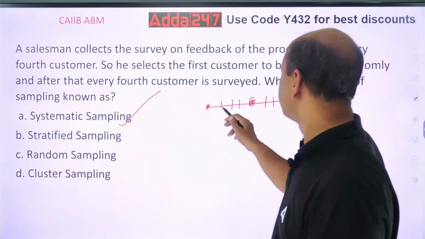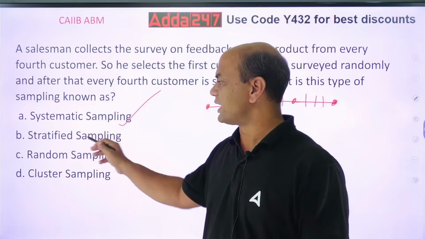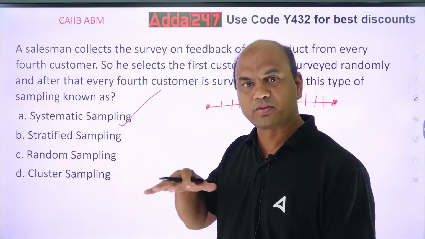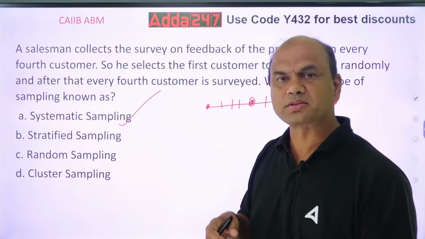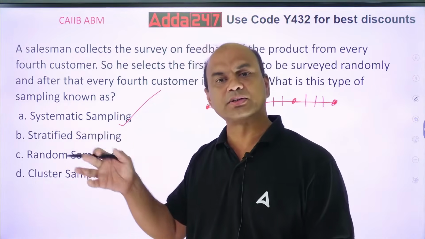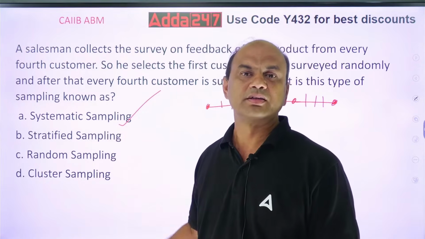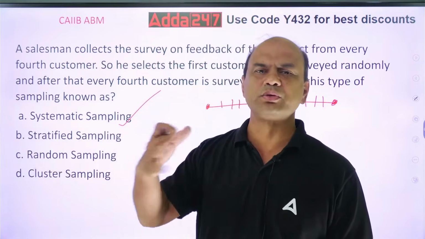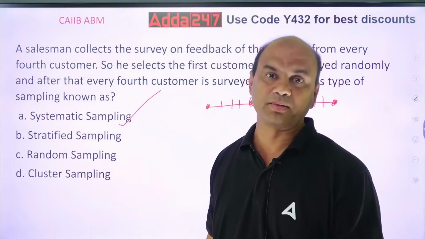Systematic means sequentially, with a proper order. Stratified means what? Stratified sampling creates differences, like those students with 20% marks, those with 40%, 60%, 80%. We make separate groups. That is stratified. Simple random means what? Anything. I'll close my eyes and select any 10 students. That is simple random.